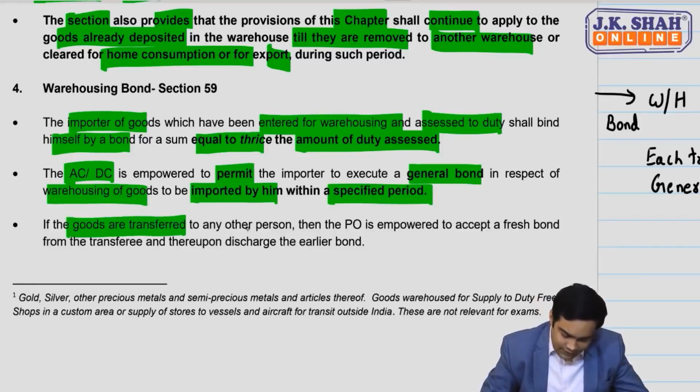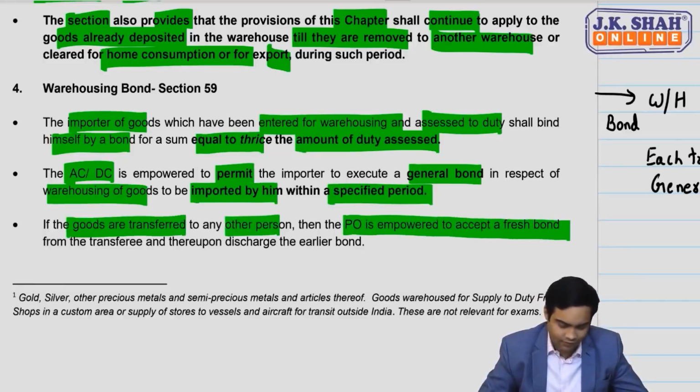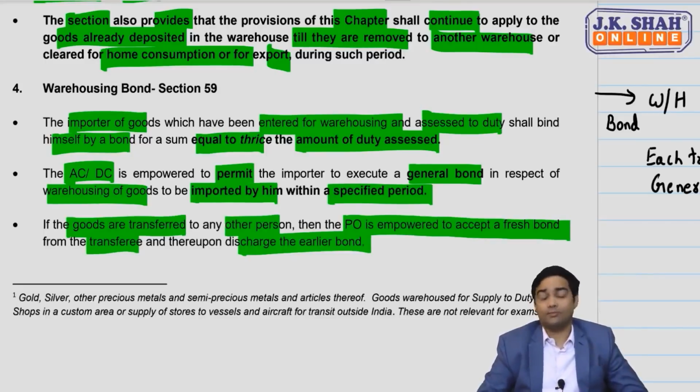If the goods are transferred to any other person, PO is empowered to accept fresh bond from the transferee and discharge the earlier bond. People, can you sell goods while they are in the warehouse? The answer is yes, you can sell the goods while the goods are in warehouse. Now those goods which you have sold, the other person who has purchased can give a fresh bond. The moment he gives a fresh bond, your bond will be discharged. That's what the law is providing. Okay.